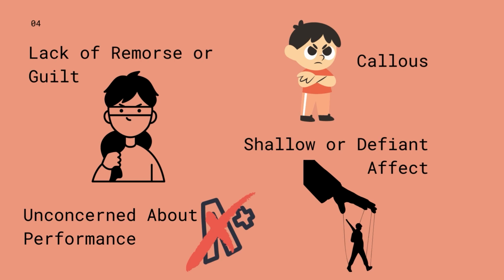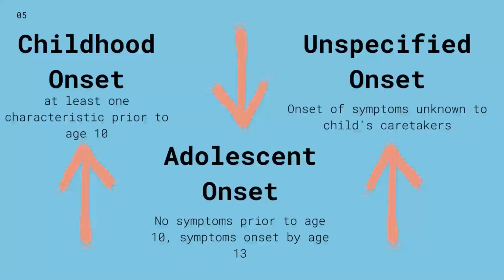This child may not put forth the effort necessary to perform well, even when expectations are clear, and typically blames others for their own failures. Shallow or defiant affect. This child may turn on or off their emotions and largely use them to manipulate or intimidate others. These characteristics have three recognized onset points: childhood onset, which is at least one characteristic prior to age 10, adolescent onset, which means no symptoms prior to age 10 and the symptoms onset by age 13, and unspecified onset, which means the onset of symptoms are unknown to the child's caretakers.